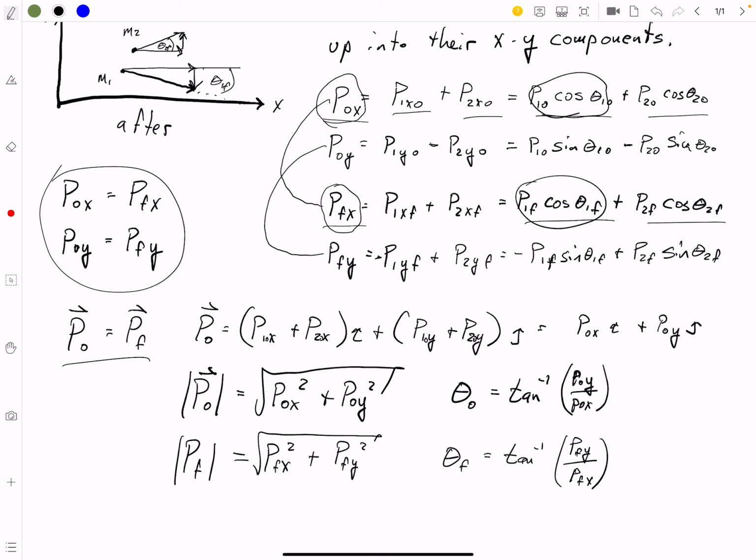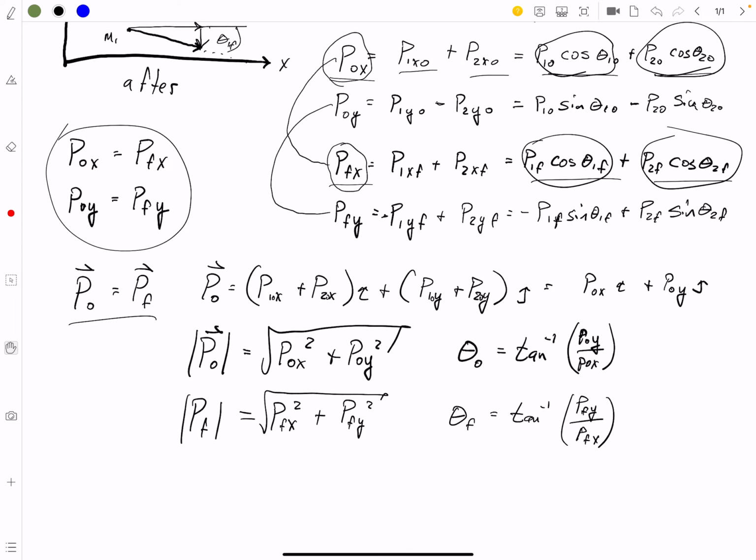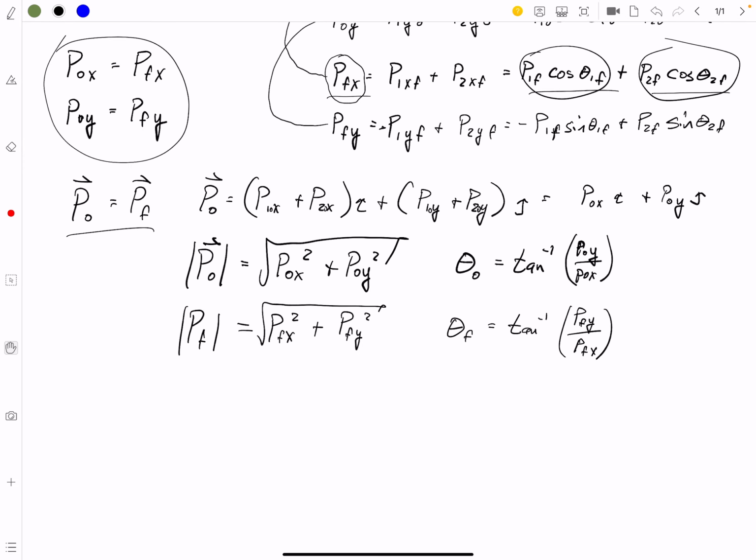This and this not conserved. This and this not conserved. Okay, so it's the overall. You got to add them all up in each direction before you can say you've got conservation of momentum.